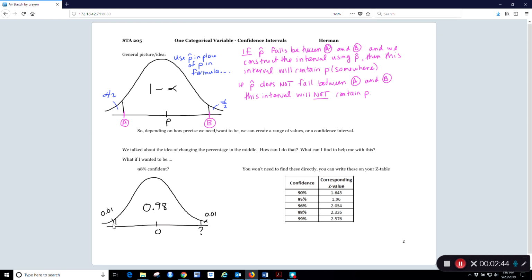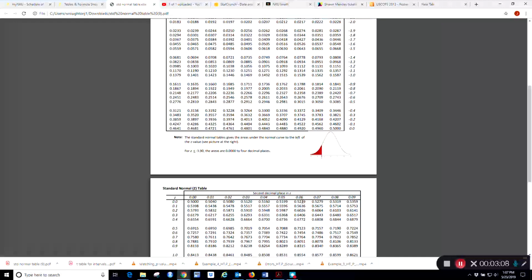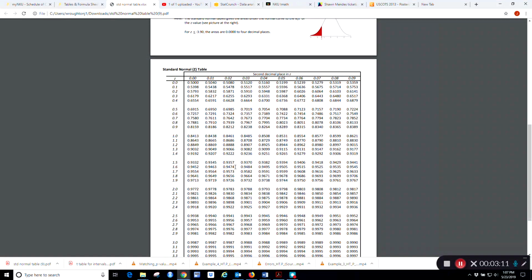So what I would go to the table looking for is everything to the left of that number. So I'm going to be looking for 0.98 plus that little 0.01. So I'm going to be going to the table looking for 0.9900. If I pull up that table here, what I want to find is that 0.9900 on the inside of my table. And if I look for the closest thing I can find, there's this 0.9901, and that corresponded to a z of 2.33.